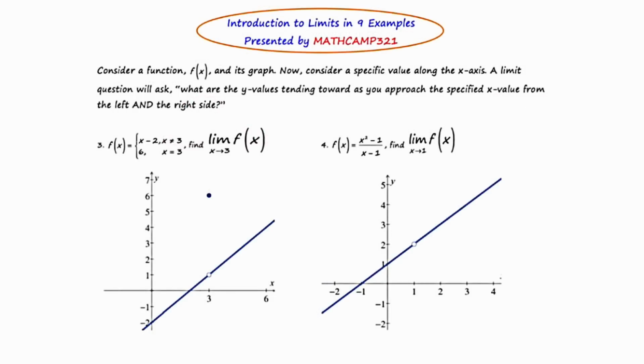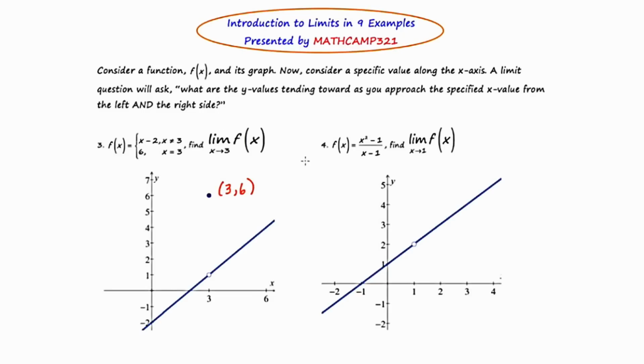In example 3, they give us an f of x which is a piecewise function. The top piece is x minus 2, or a line, that lives everywhere except for at x equals 3. So you'll notice if we look at that line, there's a hole or a gap when x equals 3. The bottom piece of this piecewise function says when x equals 3, the y value goes to 6. So this suggests the ordered pair 3, 6 for this point up here.